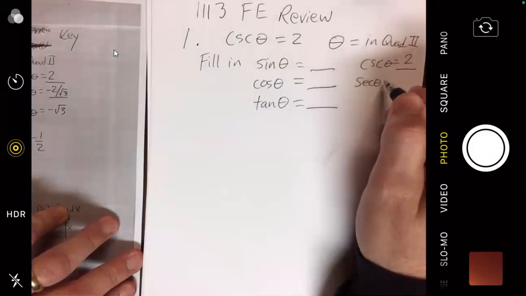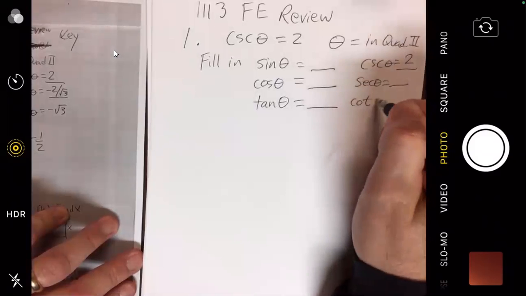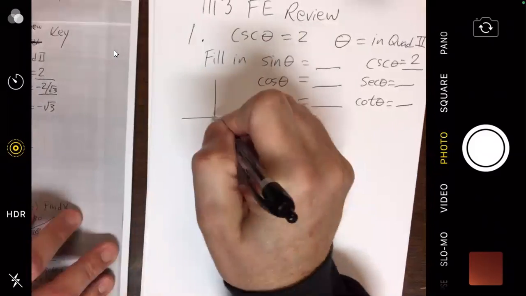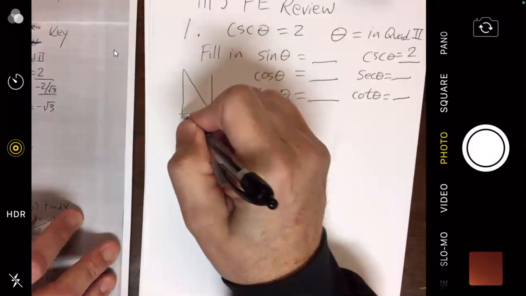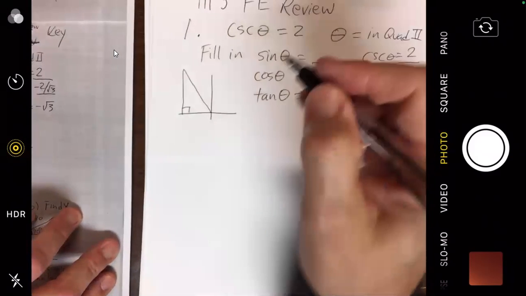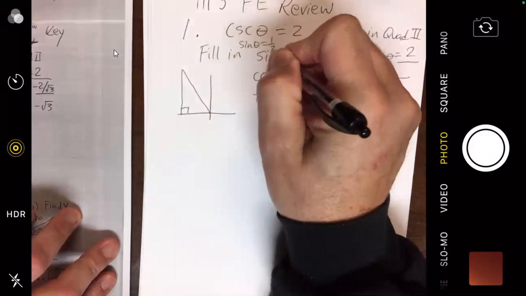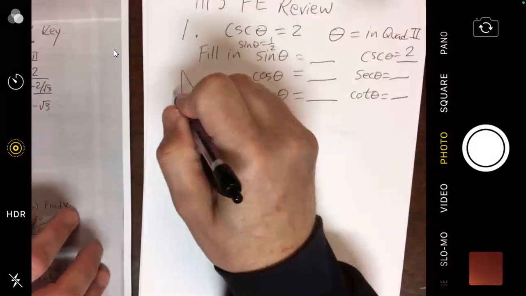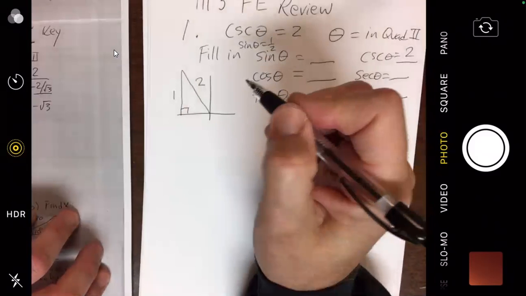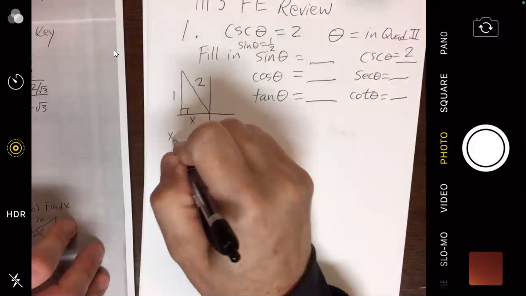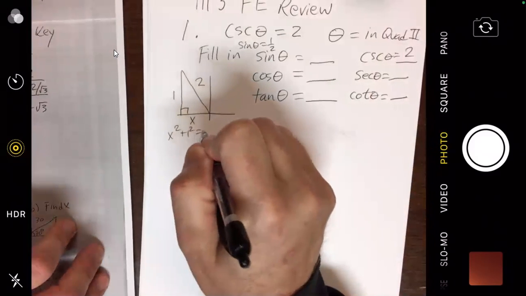Secant, tangent. So quadrant 2 picture looks like this. Sine of theta would be a half, it flips, so there's 1/2. Opposite over hypotenuse. You tell your x squared plus 1 squared would equal 2 squared.